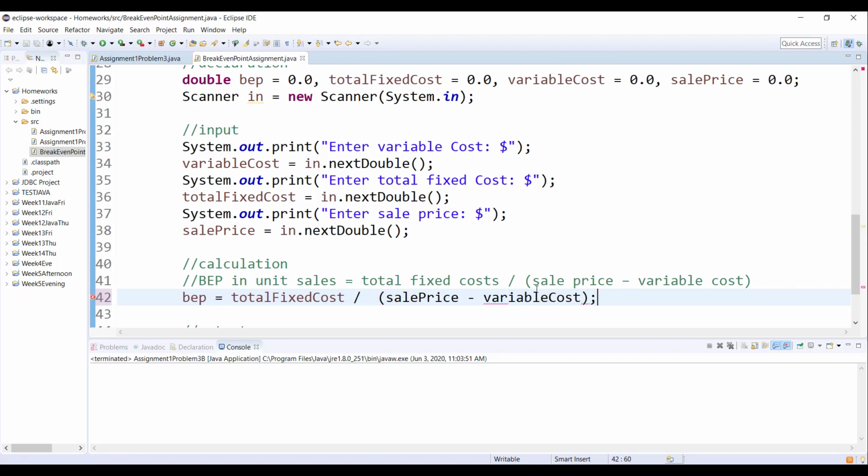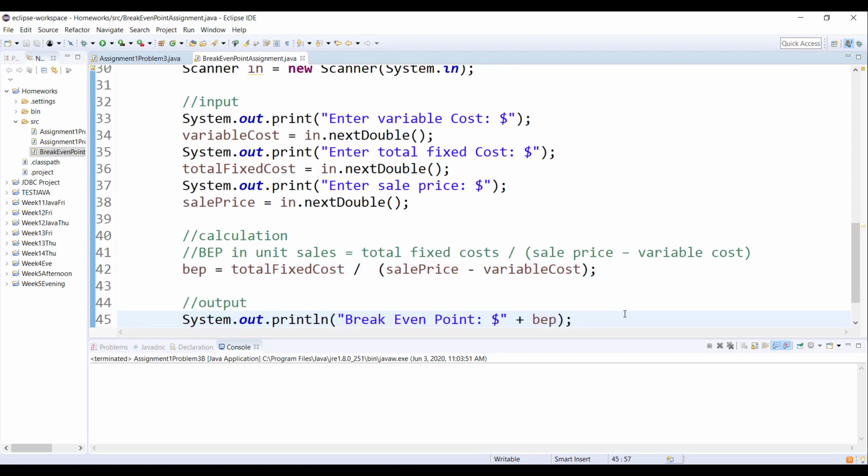Now, one thing is very important here. Sometimes people forget to use parentheses around the difference. If you forget to use the parentheses around this part of the formula, it will apply the PEMDAS rule. It will first divide the total fixed cost by sale price and will then subtract variable cost from that. And that will be a logical error because that's not the actual formula. Anyway, after that, we display the break-even point.